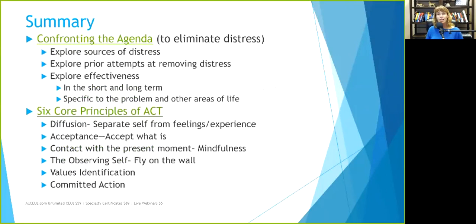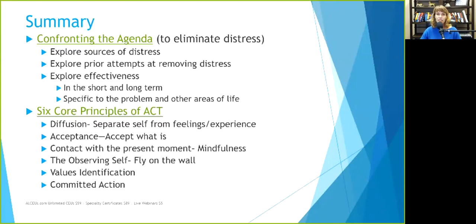Confronting the agenda to eliminate distress. You're not going to eliminate it. It's going to happen. So explore sources of distress, explore prior attempts at removing distress and their effectiveness. How did that work for you in the short term? It may have worked great. How did it work for you in the long term with regard to what was the cost and how did it impact the other areas of your life? And did it move you closer to or further away from your goals?